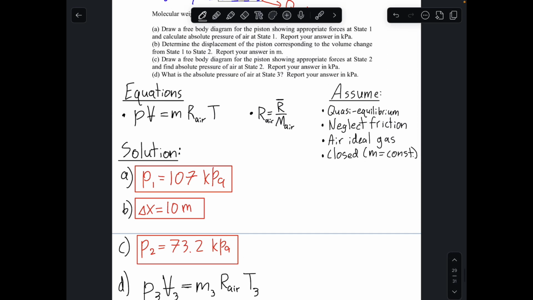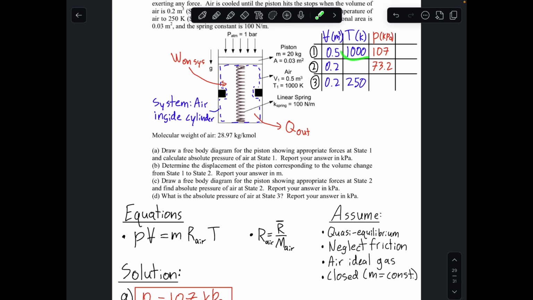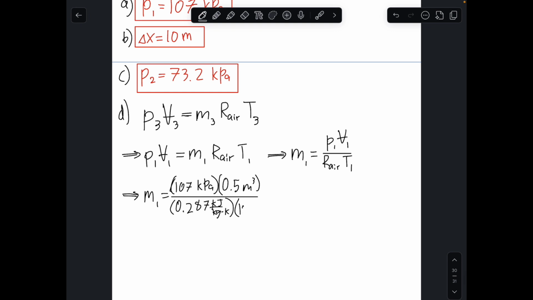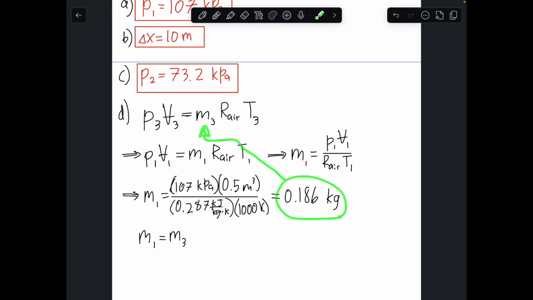And then T1 we have as 1000 Kelvin. So this is going to be equal to 0.186 kilograms. So now we have M1, and we need to say that M1 is equal to M3. And that lets us say that we can solve for P3 because we can plug this value that we got for M1 into our equation up here.